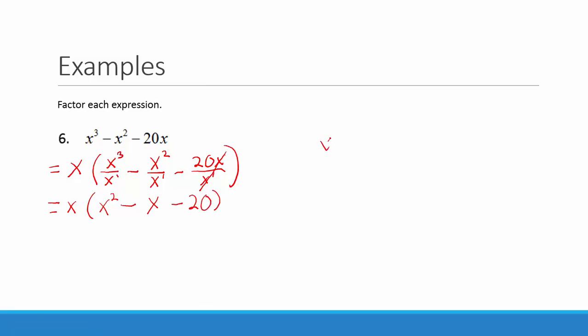Then let's look at what is in the parentheses and see if we can factor that. We have a trinomial in the form of x squared plus bx plus c. Our c is equal to -20. So we need to find factor pairs of -20 that add to give me b. Now what is b? What number is in front of that x term? It is a -1.